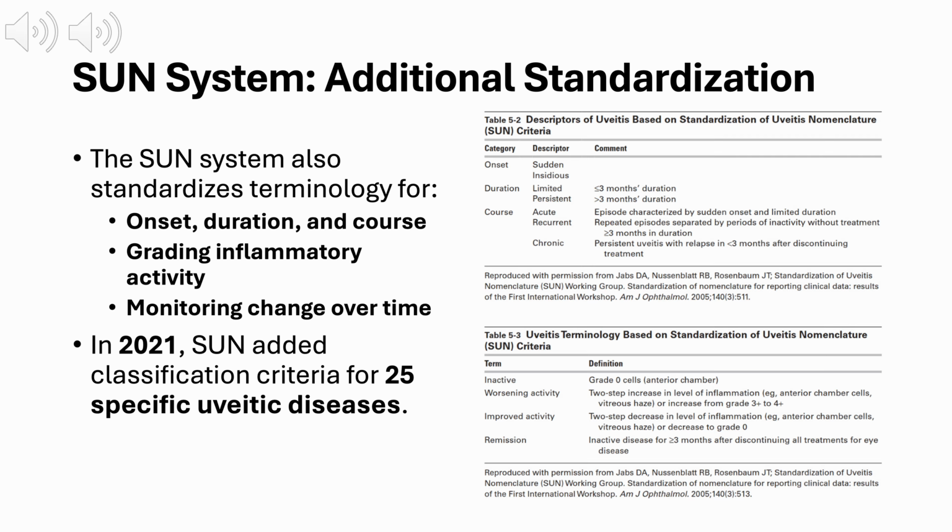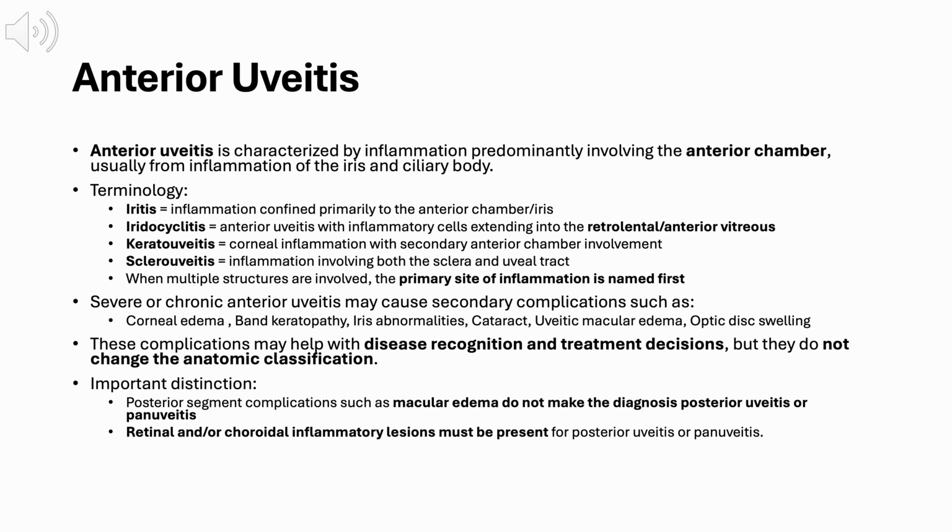Worsening activity is a two-step increase in inflammation or progression to grade 4+, while improved activity is a two-step decrease or improvement to grade 0. Finally, remission is a much stricter term. It requires inactive disease for at least 3 months after all treatment for the eye disease has been discontinued.